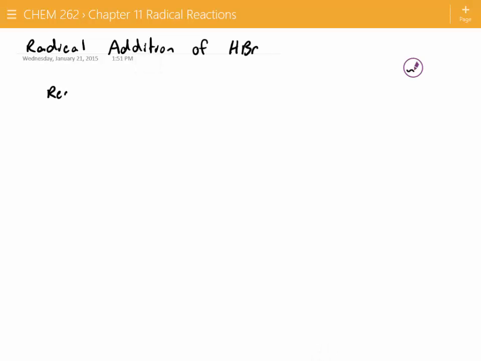And so we've already seen this in Chapter 9, and we said that if you have an alkene plus HBr, you'll get bromination at the more substituted side. And so we call this a Markovnikov addition.